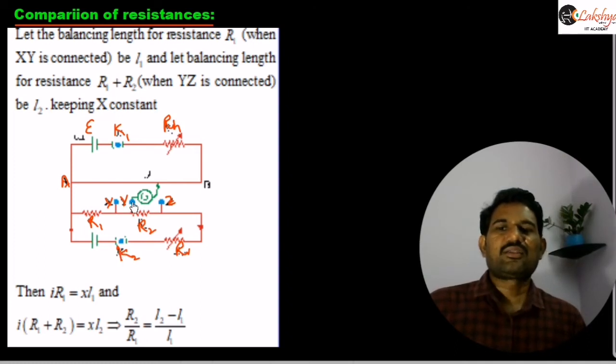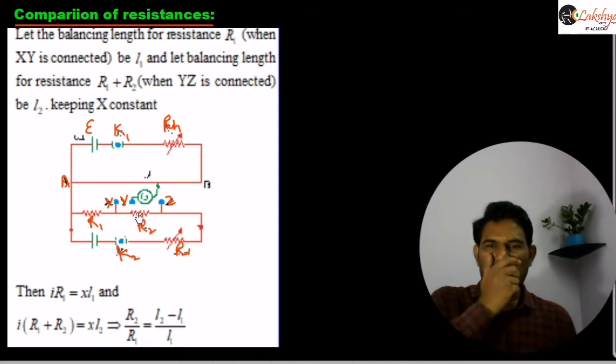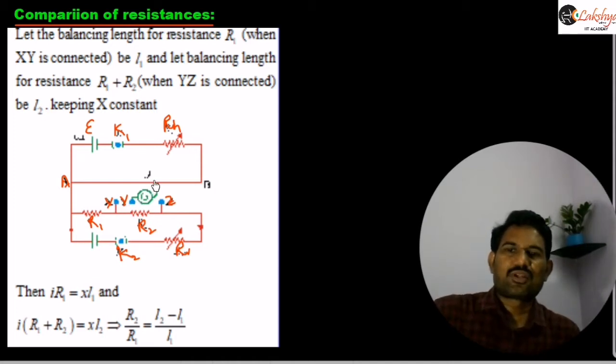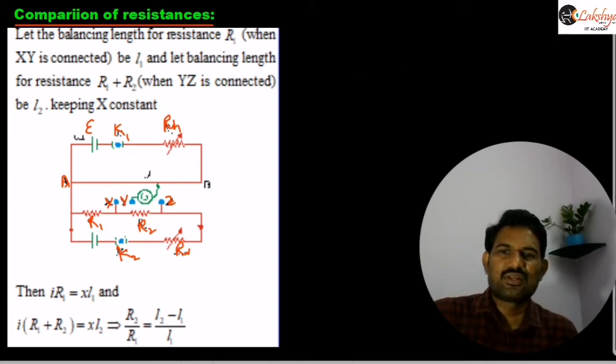And here we use this two-way plug key, as we discussed in the previous classes. So that means we can connect here. I am marking X and Y, and this is Z. So this galvanometer end is Y. Then when X and Y are connected, you can observe that the potential difference across this A and J, this is our J here, will be equal to only the potential difference across this resistance.